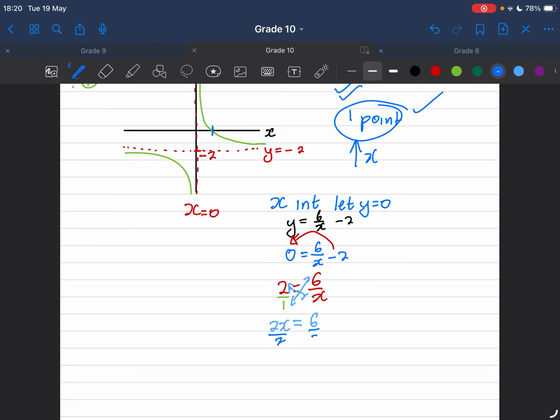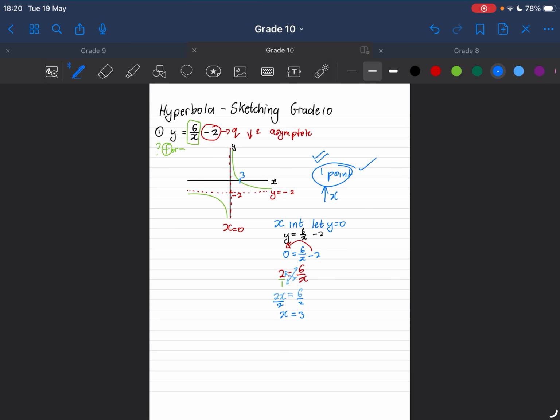Dividing both sides by 2, you get x is equal to 3. So my x-intercept is 3. So I can just put a 3 over there, and that should be done. That's pretty much done. Once I have a shape and 2 sort of points at least, I'm good to go.